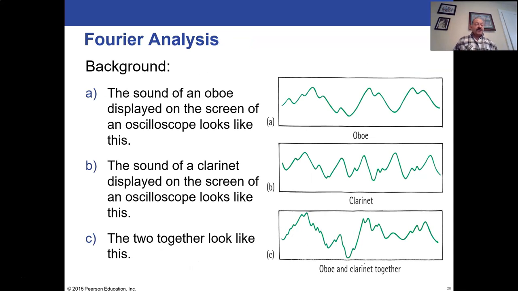So let's talk about Fourier transform. It's a mathematical process, but before we talk about what that is, let me give you a little background on why this is important or what even led to it. So if we look at the sound of a single musical instrument, it's still going to be complex.